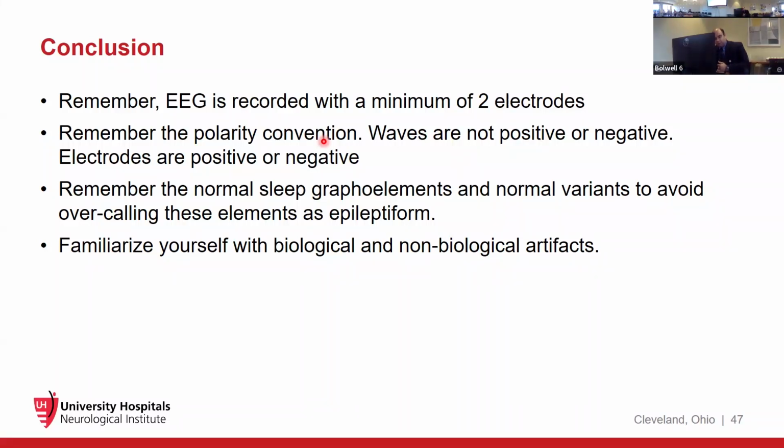Remember the polarity convention. Waves are not positive or negative. Waves are deflections up or down. Electrodes are positive or negative depending upon which electrode you're referring to. The other thing you should familiarize yourself with, and I strongly recommend this, is all the normal sleep graphoelements and all these normal variants, because the last thing you want to do is be overcalling these elements as epileptiform. And then the other thing you probably should learn about a little bit are the common sources of artifact in EEG, so that you won't overcall those as well.